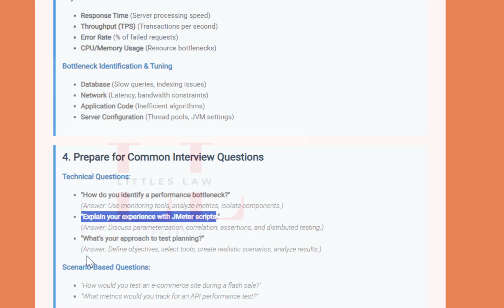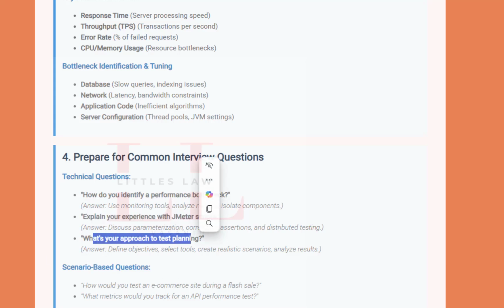And then, coming back to what's your approach to test planning, where you can start with defining the objectives, then selecting the right tools, creating scenarios that mimic real-world usage, and focusing on thorough analysis of the results. These are the ways you can impress the interviewer.